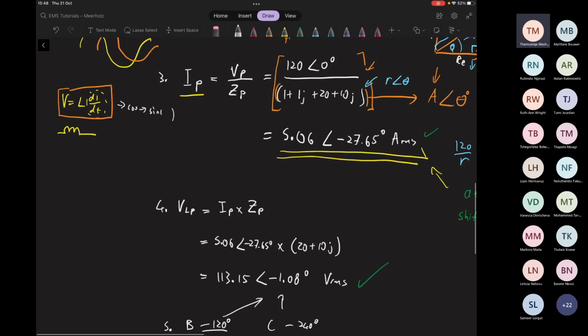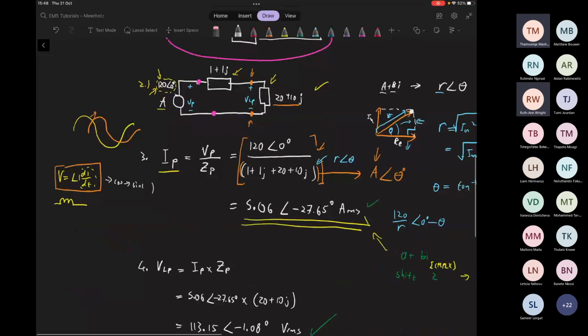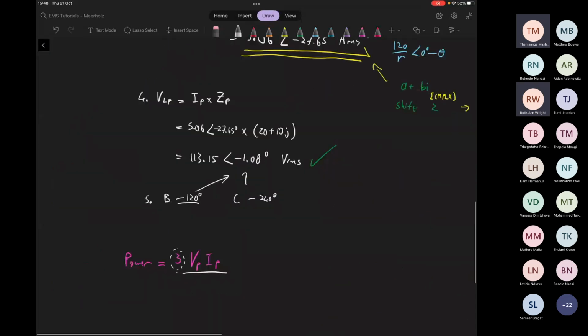So far, are there any questions? I don't know if this was clear. I have a question about the power. Would that be real power or the apparent power that you work out?